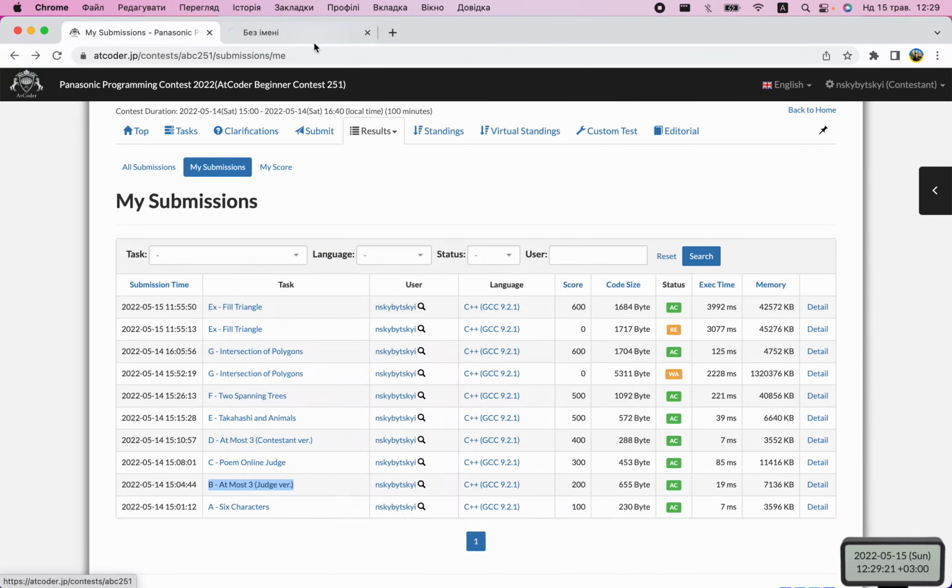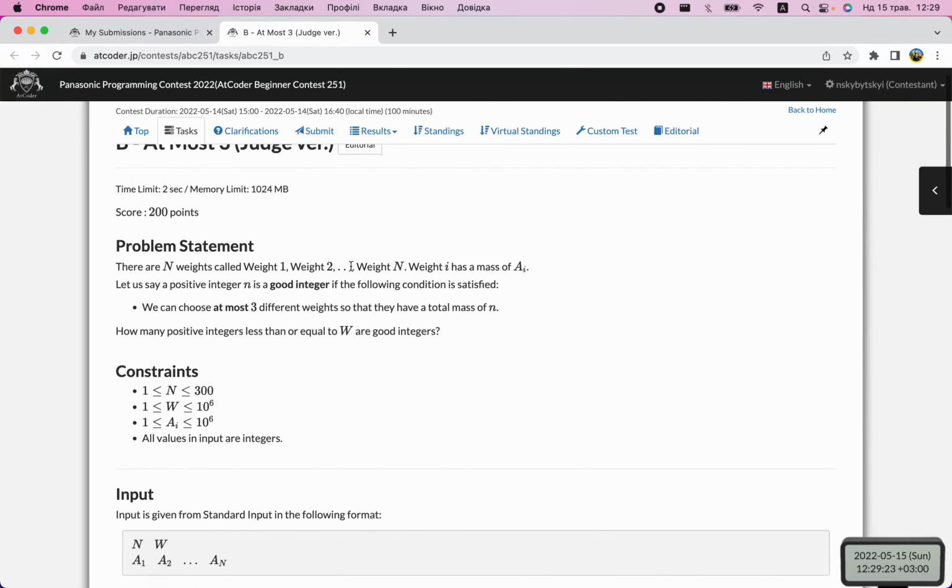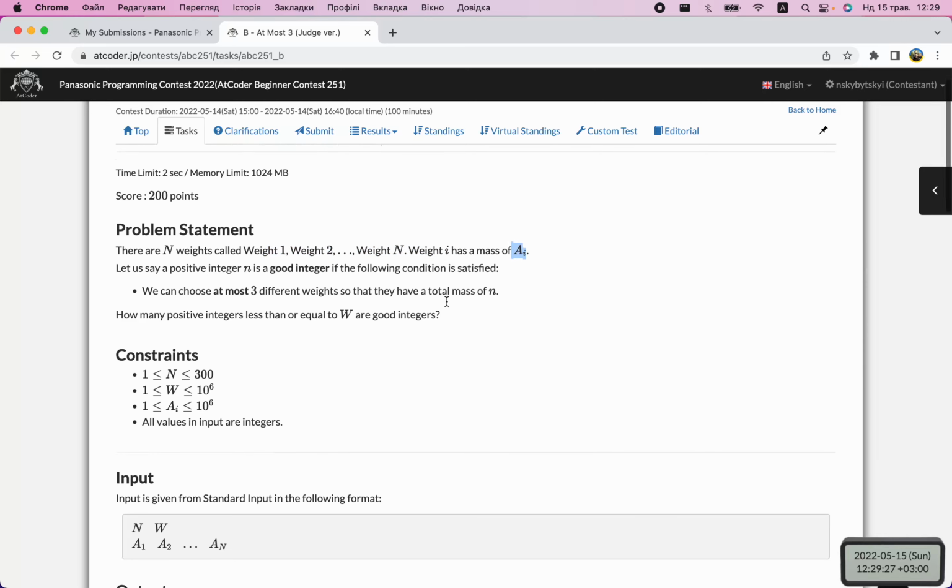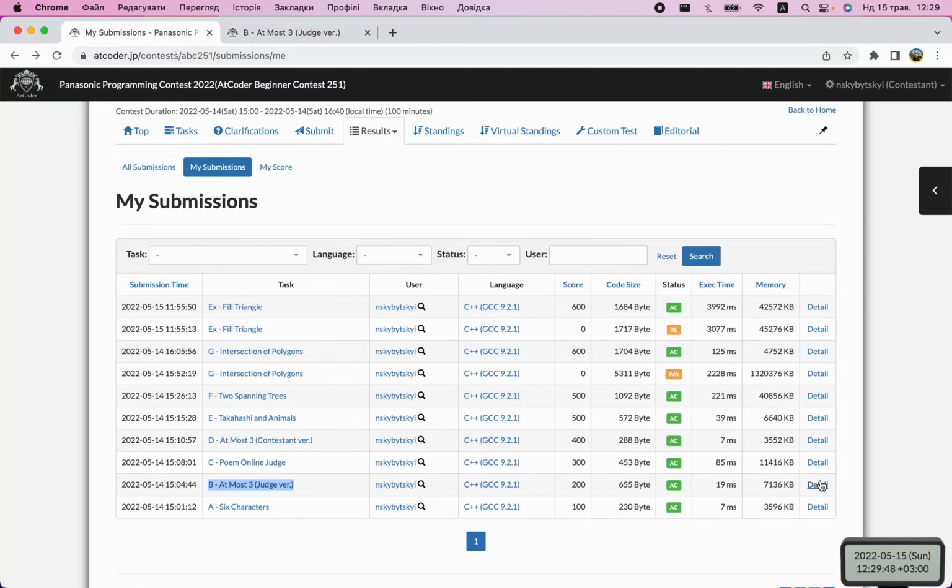In problem B, we had n weights with masses a1 through an. An integer was called good if we were able to find at most 3 different weights with total mass of that integer. And we wanted to count good integers up to w. As you can see, because n is very small, we can just come up with a cubic solution in n. And that's exactly what I did.